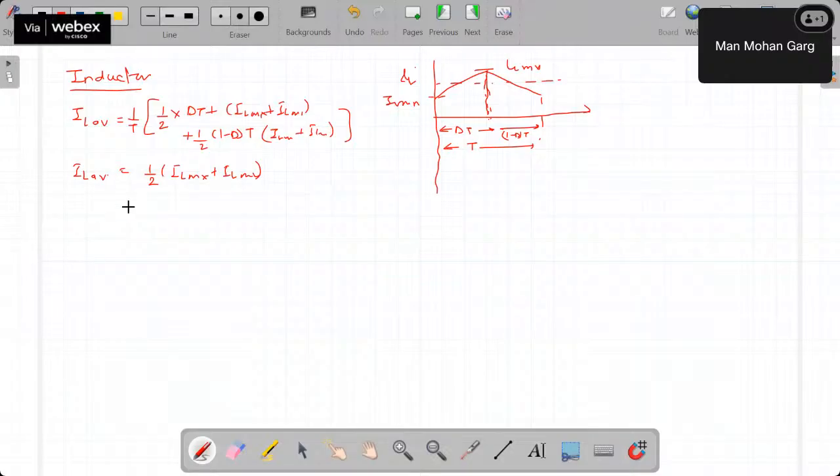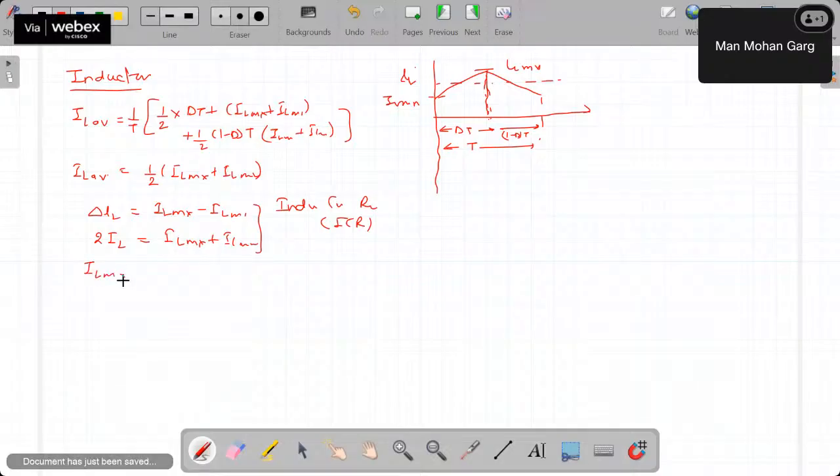Now, another thing we know is del IL. So del IL is IL max minus IL minimum. This is called the inductor current ripple, ICR. And 2IL, from here, is equal to IL max plus IL minimum. If we simplify these two equations, I can get the value of IL max. So IL max comes out to be IL plus del IL by 2, and IL minimum comes out to be IL minus del IL by 2. You can see if this is IL and this total period is del IL, then half of this is del IL by 2. So IL plus del IL by 2 is IL max, and IL minus del IL by 2 is the IL minimum. So these are the equations for minimum inductor current and maximum inductor current.